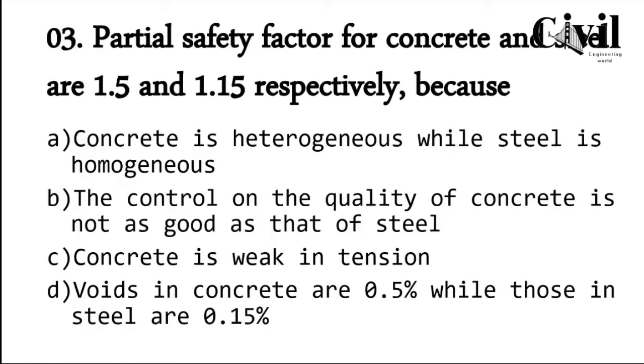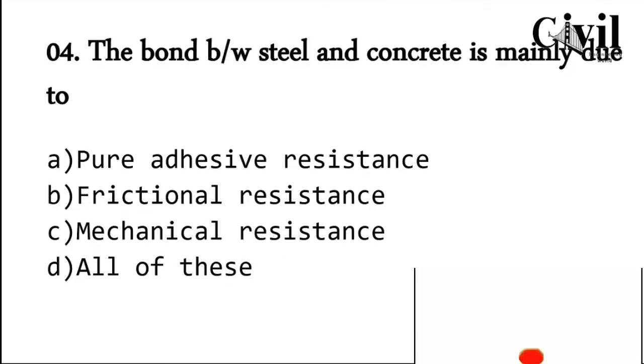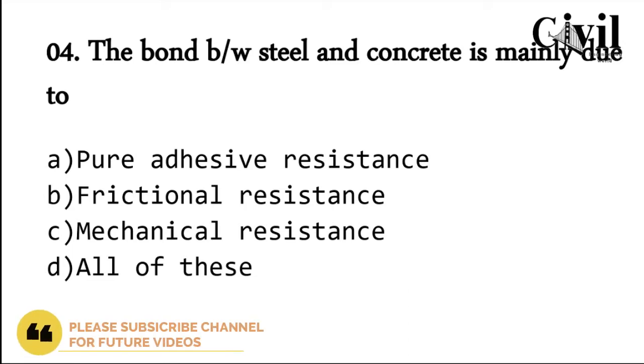Next is partial safety factor for concrete and steel are 1.5 and 1.15 respectively, because the control on the quality of concrete is not as good as that of steel. B is the correct answer. Next is the bond between the steel and concrete is mainly due to. So this is due to all of these: adhesive, frictional and mechanical. So we will select D. D is the right answer.